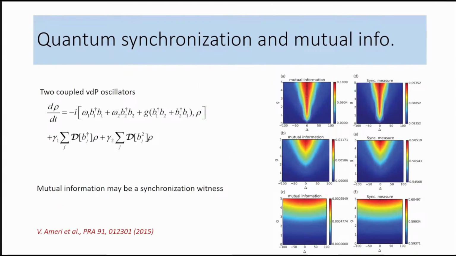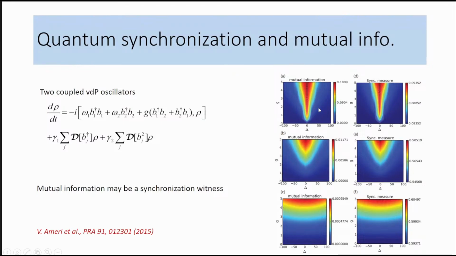There is another paper, 2 years later, where they considered 2 van der Waals oscillators. And they are coupled with each other. And you can easily see the coupling constant to be G here. B1 and B2 are the corresponding annihilation operators. They actually calculated the same thing. They calculated the synchronization measure, number 1, and they also calculated the mutual information. And they found that their variation with the detuning is the same.